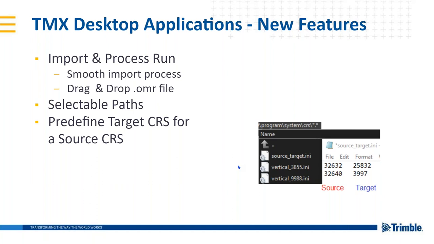Additionally, we have now an option to predefine a target CRS for a source CRS. Meaning if you're used to work in a certain target and source CRS pair, you can define this pair in an INI file under your program files system CRS folder. And with that definition, simply when you enter the source CRS, then the target will be picked directly based on that definition.